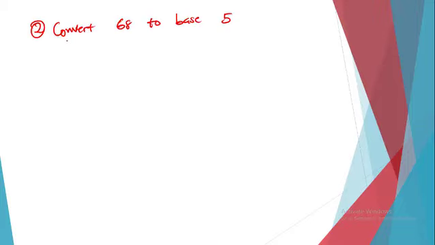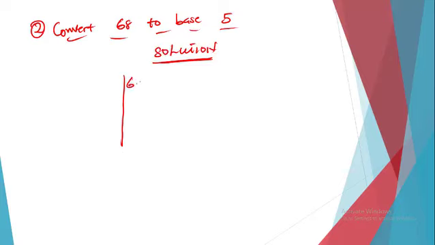Example number 2 says convert 68 to base 5. Convert 68 to base what? Base 5. Okay, we apply the same procedure. We have here to be 68, and we have here to be 5. Now 68 divided by 5, how many do we have? We have 13. Remainder 3. Because 5 can divide 65 to give us 13.